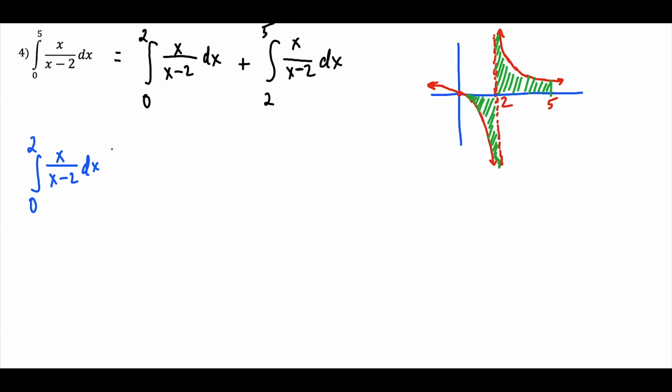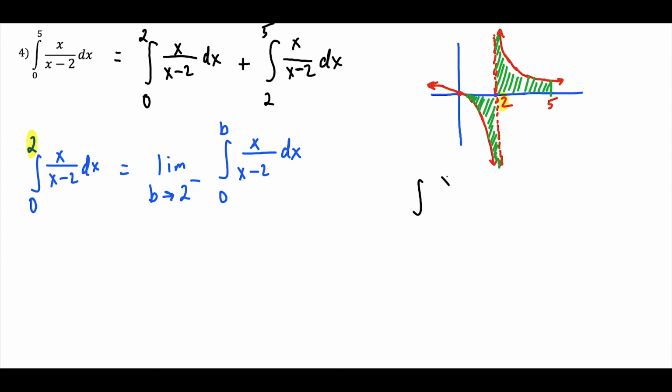Looking at this specific integral here, notice the problem for us is that x equals 2. And if we look here for the interval from 0 to 2, we're approaching 2 from the left side. So when we write our limit in the next step here, we're going to have the limit as b approaches 2, but for this particular integral, we're on the left side of 2. So we're approaching 2 from the left, and we have the integral from 0 to b, and we have x over x minus 2 dx.